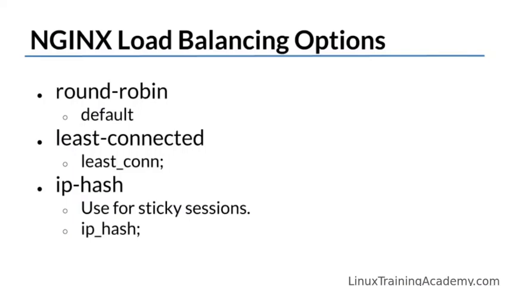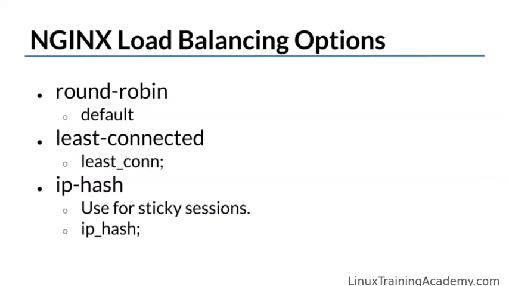The first option is round robin, and it ensures requests to the backend servers are distributed in a round robin fashion. If we have 2 web servers like we do in this case, the first request will go to the first web server. The second request will go to the second server. The third request will go to the first server, etc. If the load balancing method is not specified in the Nginx configuration file, the round robin method will be used.